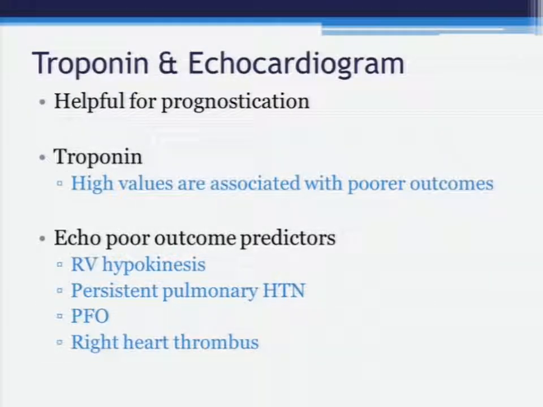Now, troponins are helpful for prognostication. If your patient does have a markedly elevated troponin, their outcome from their PE is not going to be as good as a patient who has a normal troponin. Echo poor outcome predictors: RV hypokinesis is a poor outcome predictor, as is pulmonary hypertension. And right heart thrombus is also a poor outcome predictor as well.